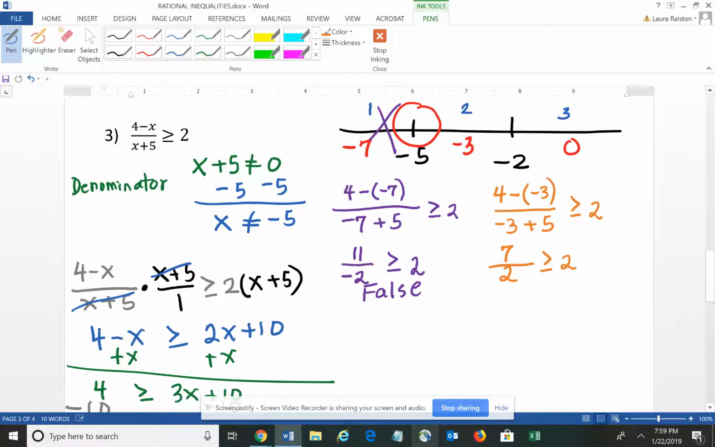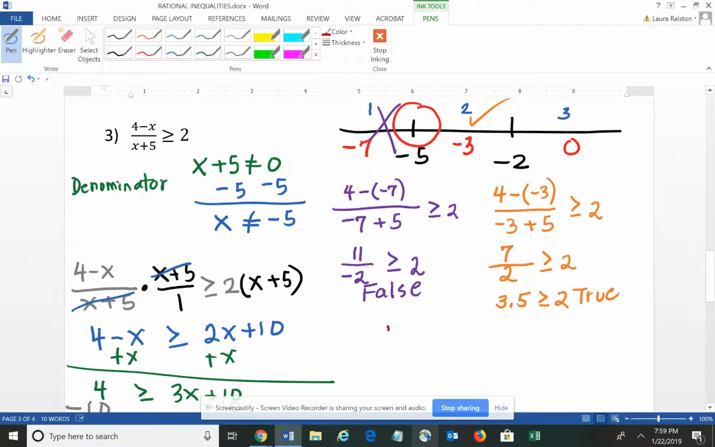Okay, 7 halves is 3.5, which is greater than or equal to 2. So that's a true statement. So I could use the middle region. And then finally, I'm going to go back one last time and check the 0.